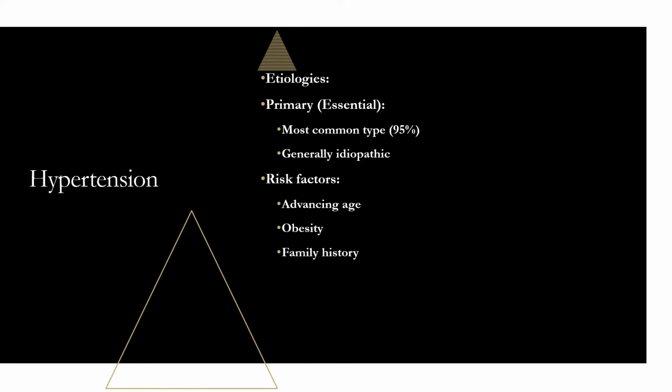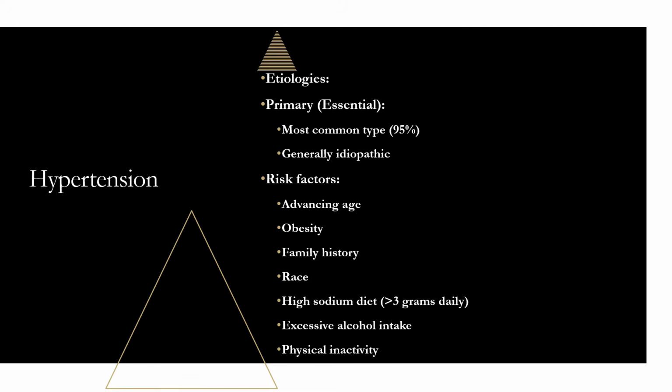Obesity is another big one. Family history is actually twice as common in patients with hypertensive parents. So family history is a big one for hypertension. Race, in particular African Americans, are more predisposed to hypertension. High sodium diet, over 3 grams daily, excessive alcohol intake, and physical inactivity are all risk factors for primary or essential hypertension.